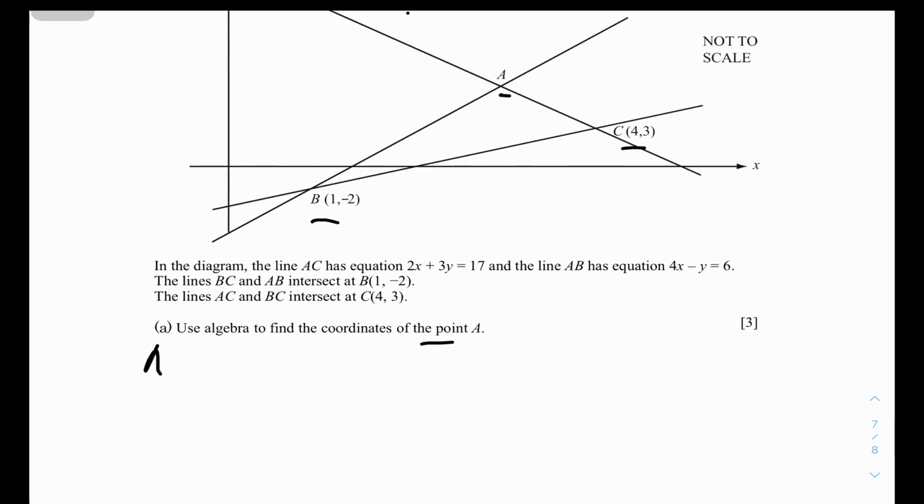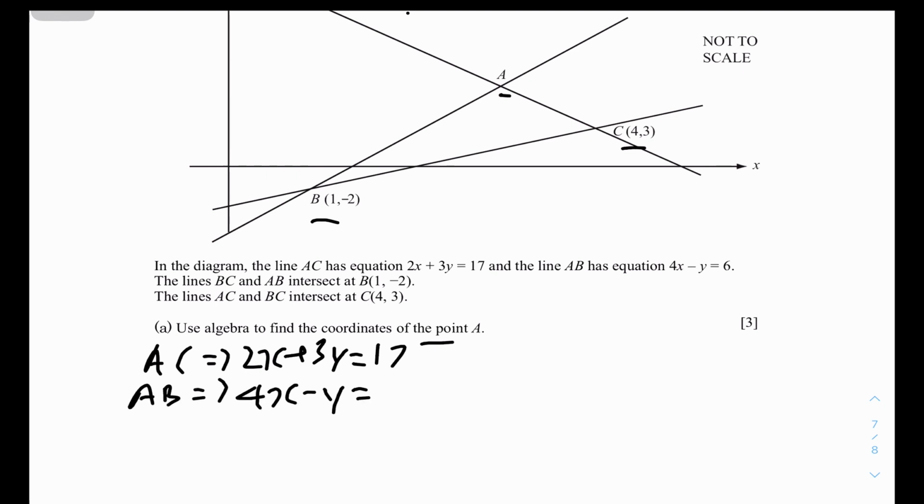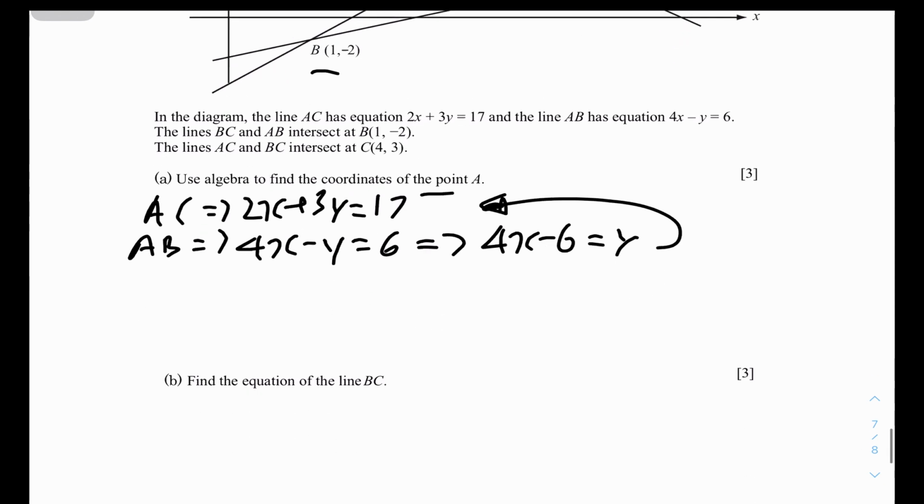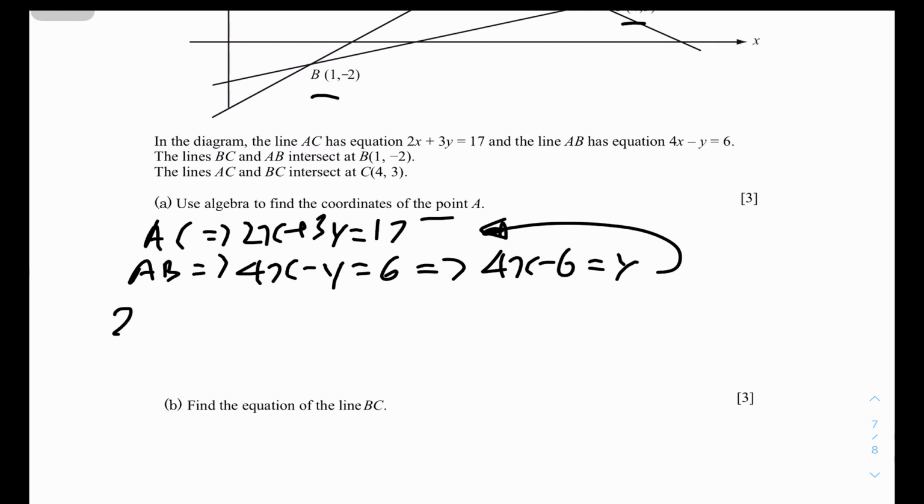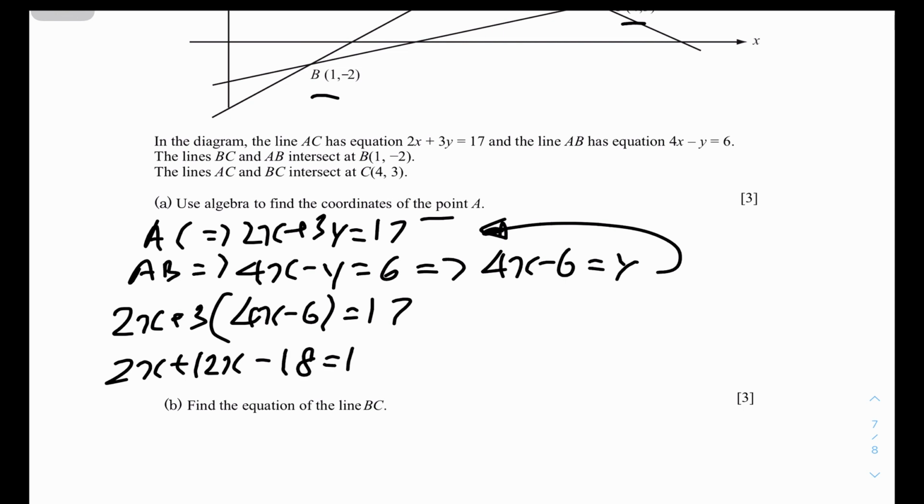So AC is 2x plus 3y equals 17. And AB is 4x minus y equals 6. So we arrange this equation to get y the subject, 4x minus 6 equals y, and put y into the first equation. This gets us 2x plus 3 bracket 4x minus 6 equals 17. This simplifies to 2x plus 12x minus 18 equals 17.